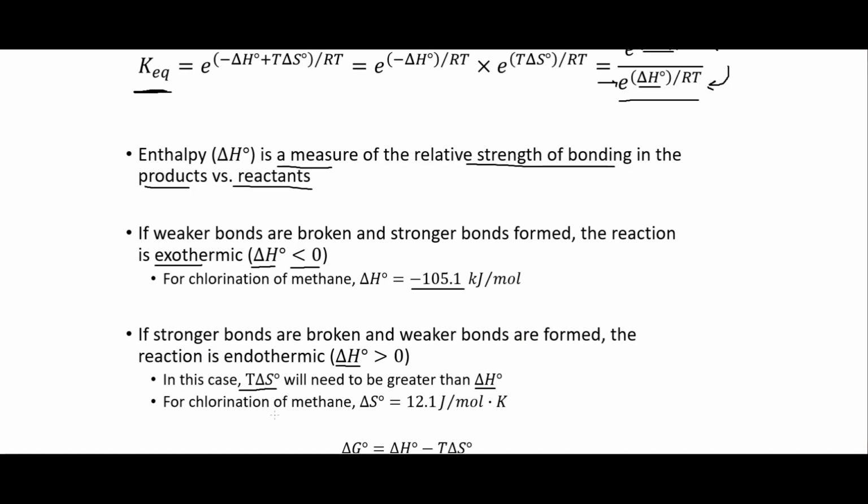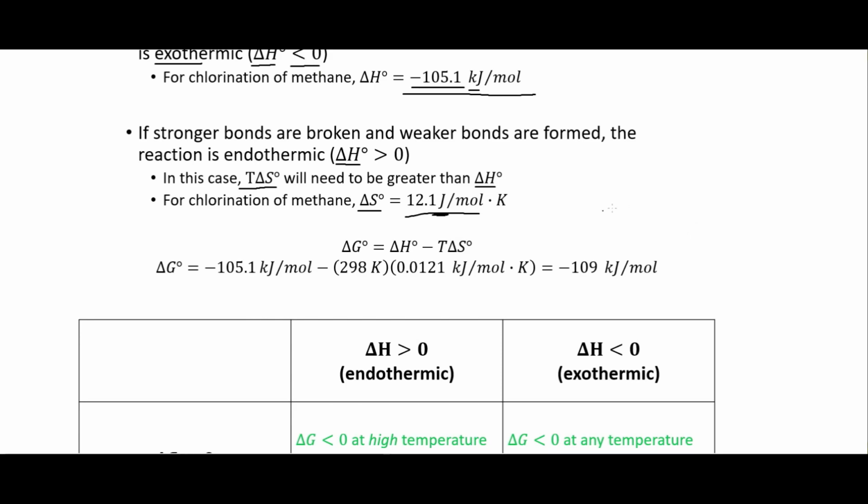So for chlorination of methane, the delta S is 12.1. Pay attention to the units here. This is joules per mole. Up here, it's kilojoules per mole. So this is so far larger in magnitude than this is right here. And so that's kind of why we're more interested in the delta H here.